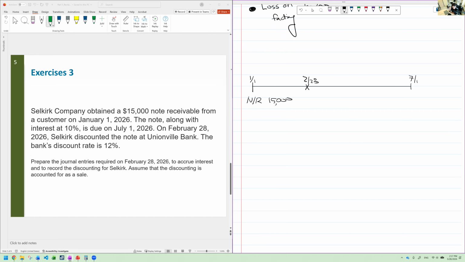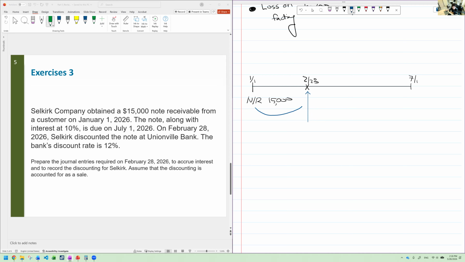So you sold your notes receivable. All right, but the discount rate is 12%. So the first thing that I want you to do is to record an adjusting entry on February 28th before the sale. Okay, so you accrue interest for the past 2 months.